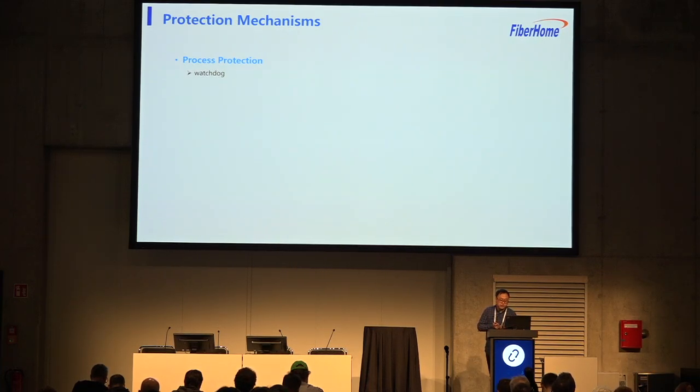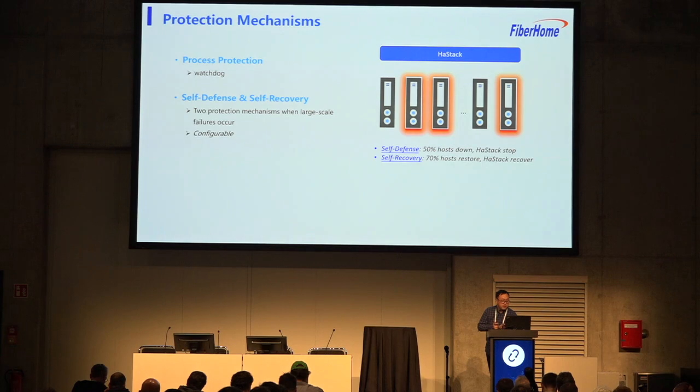And this slide is used to introduce some of the protection mechanisms of the system. So first of all, the related processes are protected by watchdog. And in addition, we implement two protection mechanisms when large-scale failures occur in the data center. And on the right is an illustration of the features. And you can see from it, if more than 50% of the hosts are down, that means the data center may have experienced a major failure. So the HA stack will stop itself to avoid VM evacuating. And if the host recovery reaches 70%, the HA stack will automatically recover to continue to provide HA capabilities. And these two params are also configurable.